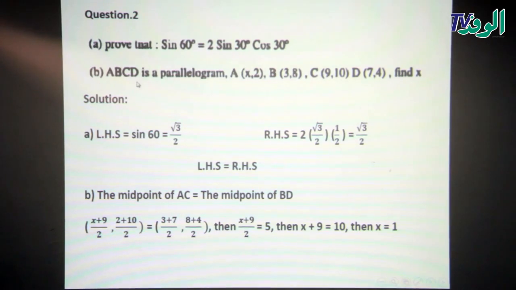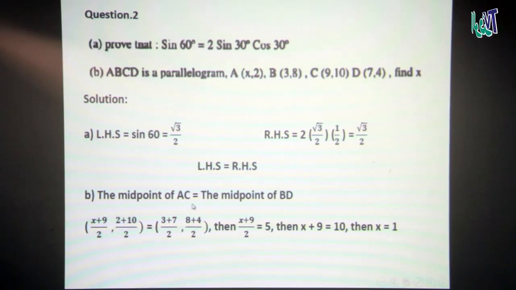And number B, ABCD is a parallelogram. A has x 2, B has 3 8, C has 9 10, D has 7 4. So what is the value of x? احنا عارفين ان في parallelogram the two diagonals bisect each other, so we can say that the midpoint of AC equals the midpoint of BD. AC ده diagonal الأولاني و BD diagonal التاني.